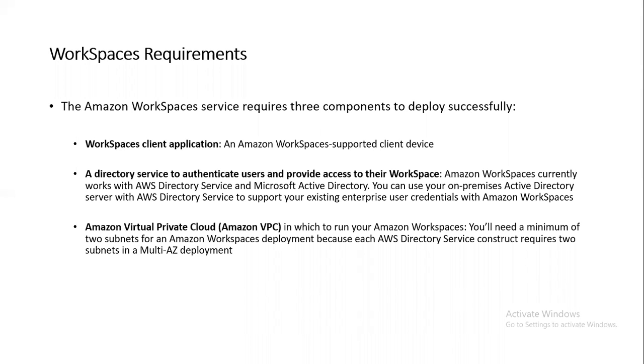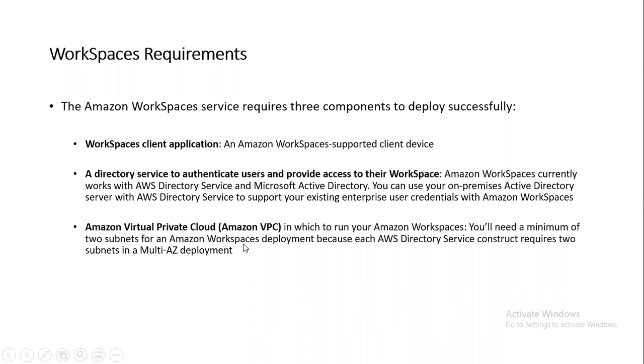There are a few requirements and components needed to deploy your workspace successfully. The first thing is that you need a client application. It supports a few client devices, for example your laptop. You need an application so that you can install and access your workspace. You need a directory service to authenticate the users and provide access to the workspaces. Amazon supports a few options for configuring your Active Directory. You can use Microsoft AD, or you can use your on-premise Active Directory.